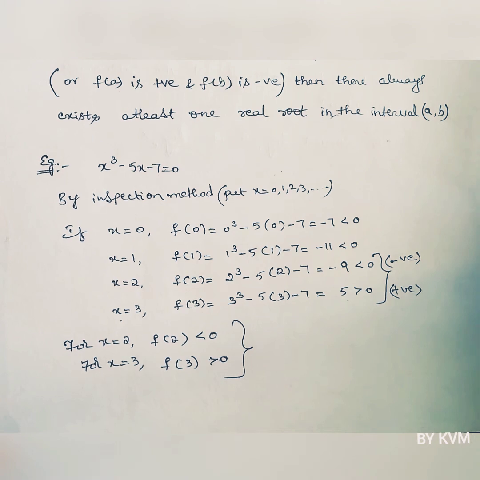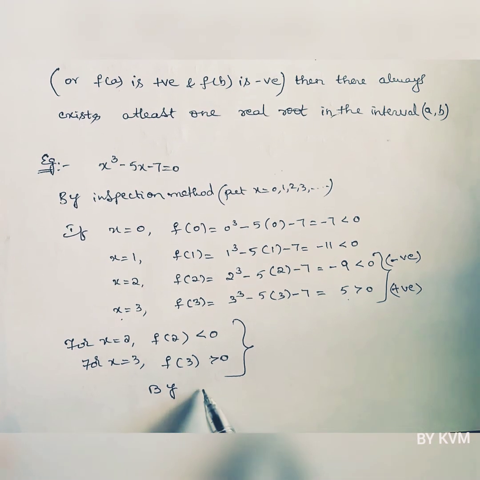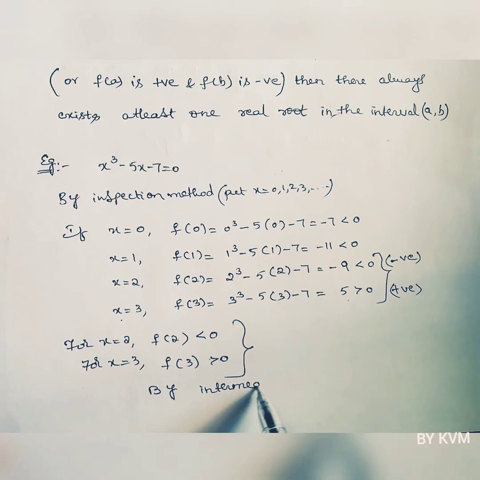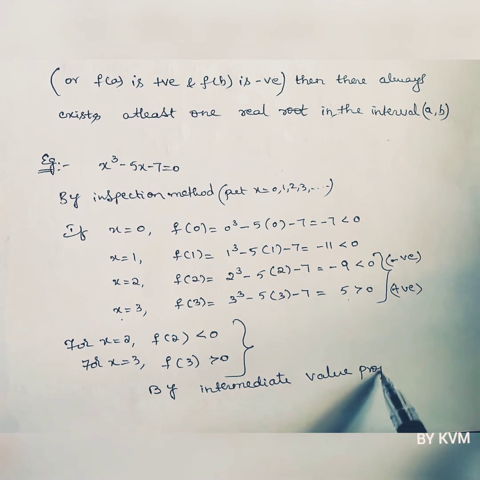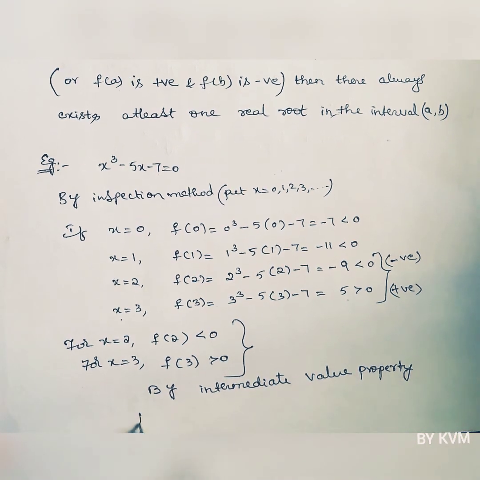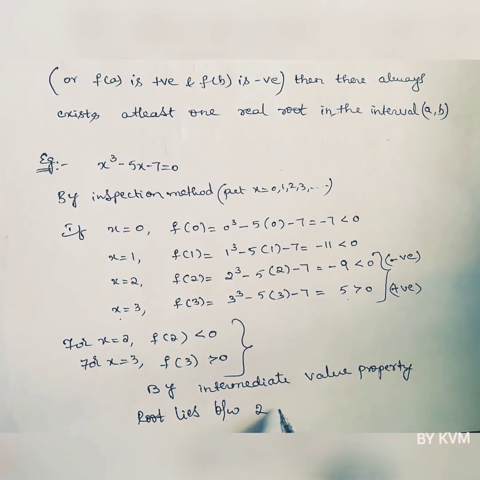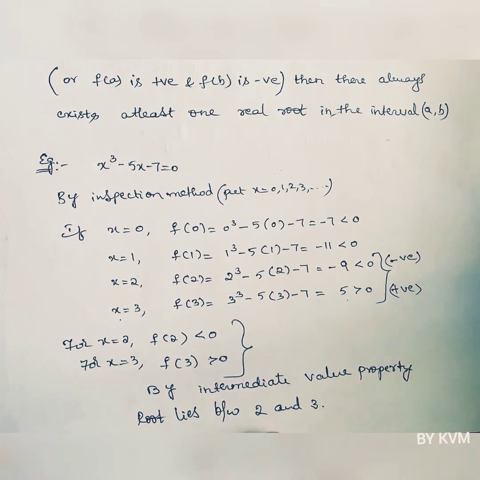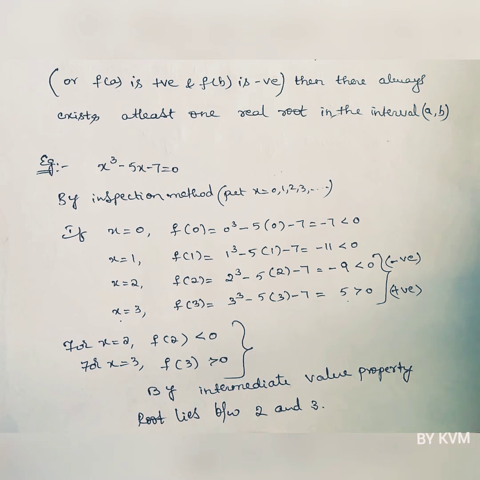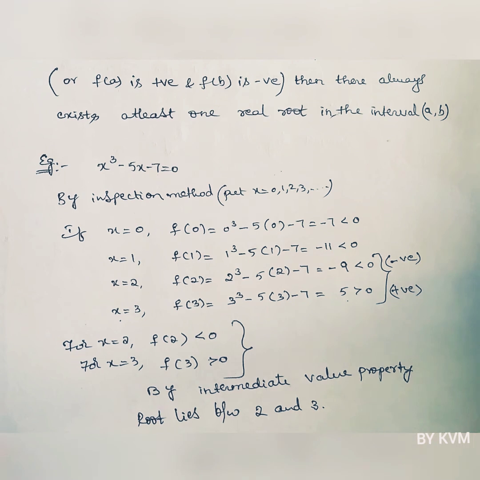So what does it imply by intermediate value property? By intermediate value property, the root lies between 2 and 3. We are going to use this concept in order to find the roots for algebraic and transcendental equations. Here you are going to study two methods to find the roots. One is the regula falsi method and another one is the Newton-Raphson method.